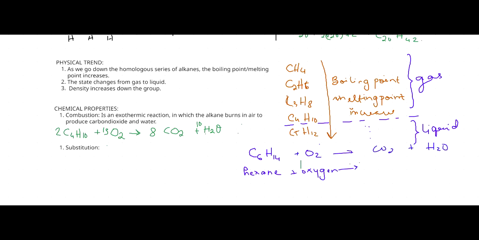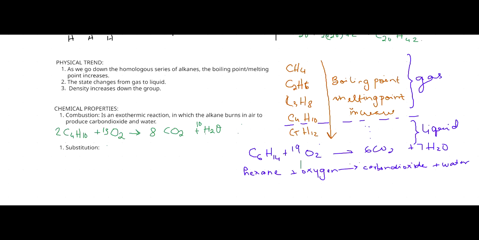Now, try to balance this. We will do this together. First, tell me, we have 6 carbon, so we write down 6. We have 14 hydrogen, so I'll write down 7. Now, look at the number of oxygen. How many oxygen do we have? 19, right? 6 twos are 12, 13, 14, 16, 17. Yes, 19, so first write down 19 upon 2.